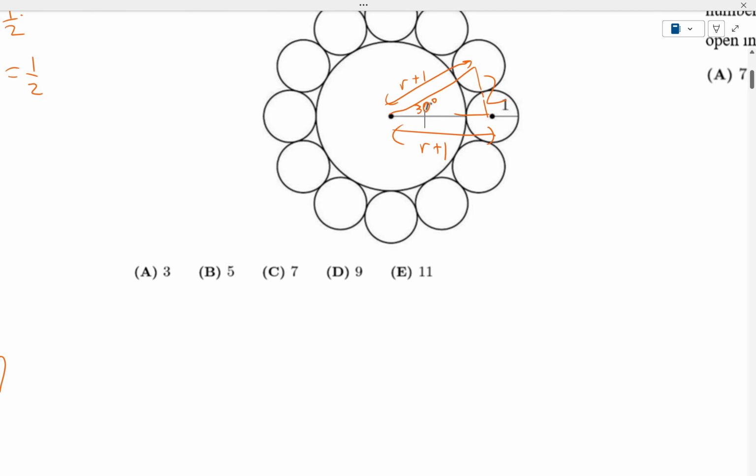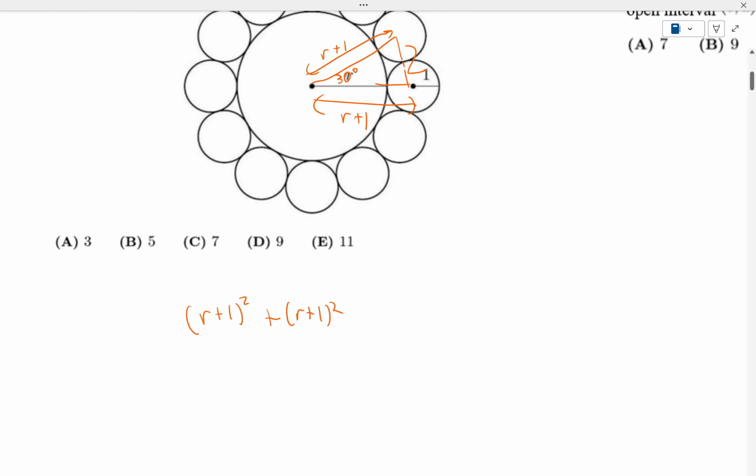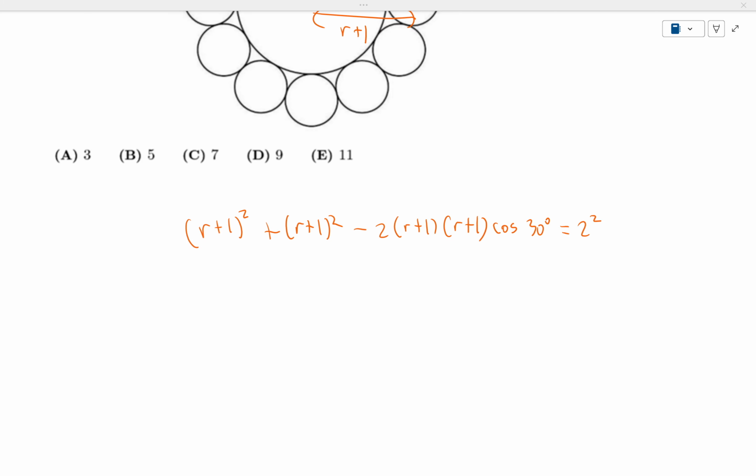So you can just write out the cosine law. So r plus 1 squared plus r plus 1 squared minus 2 times r plus 1 cosine 30 degrees is equal to 2 squared, right? So there really isn't any other tactics, any special tricks here. So this problem is pretty easy.